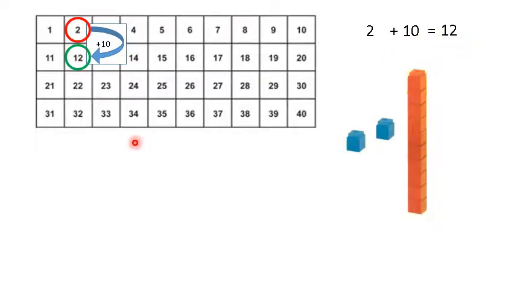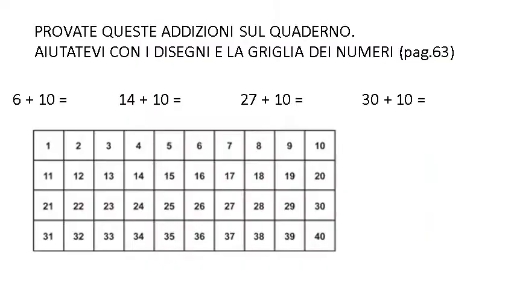Well done. Well, if you still need to understand better, go back in the video and look at the examples again. I'm sure that you'll get it. Now it's time for you to do some work. So get your exercise books, your pencil case, and your learner's book. On page 63, you will find a number grid to help you with these additions. We have 6 plus 10, 14 plus 10, 27 plus 10, and 30 plus 10.